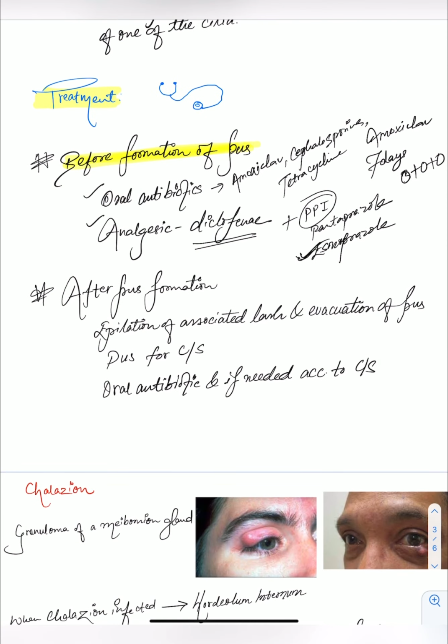Then if the patient comes after pus formation, then do epilation of the associated lash and evacuation of pus. The single lash where the infection has occurred should be taken off, and evacuation of the pus should be done. The pus can be sent for culture and sensitivity, and antibiotics should be given if needed.